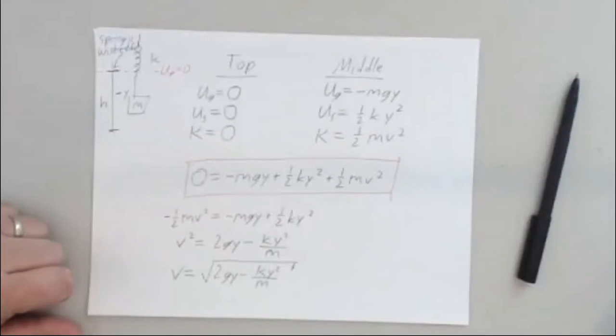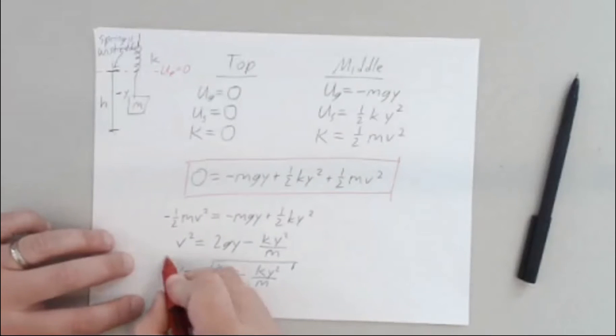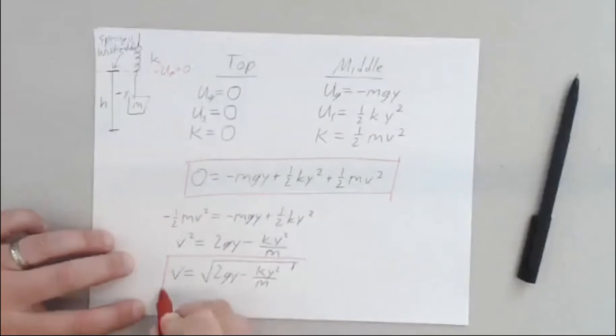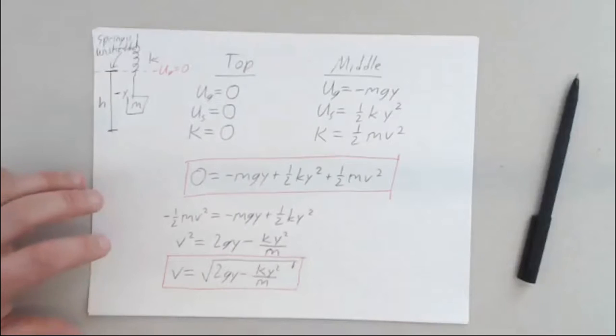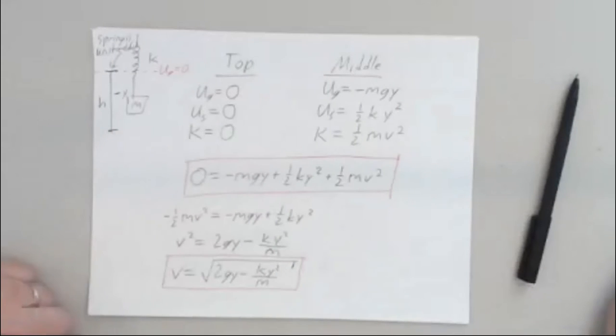So there's the other part of my question. There is my velocity as a function of position, which is kind of fun, right? If you tell me where you want to know what the mass's velocity is, I can tell you what the velocity is if you give me a location. Okay? Which is kind of fun. Okay, questions?